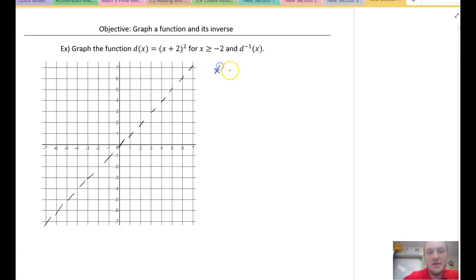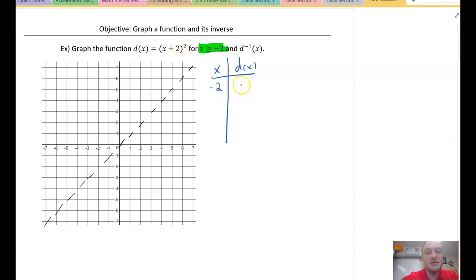And then I'm going to plot my function. So here's x, d of x in a table. And what's my first value I'm going to plug in? Well, where do they tell us to start? They tell us to start x is greater than or equal to -2. So that's what I'm going to do. -2. Now I plug it in.